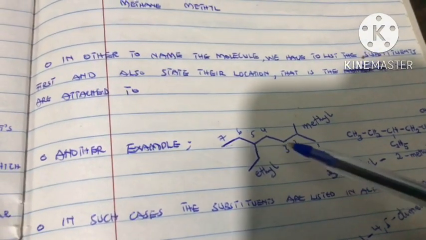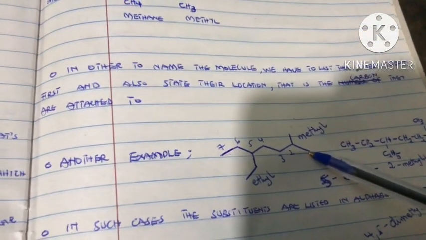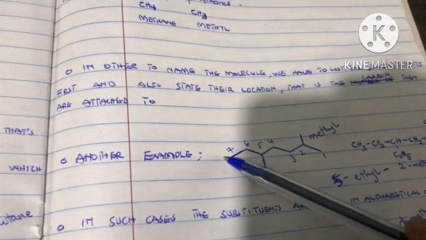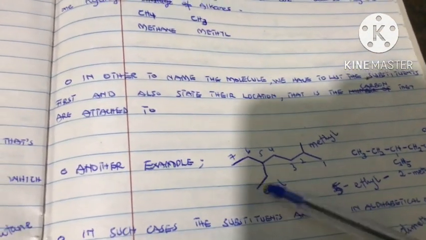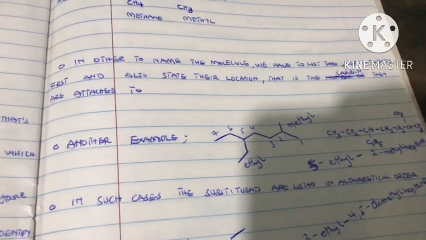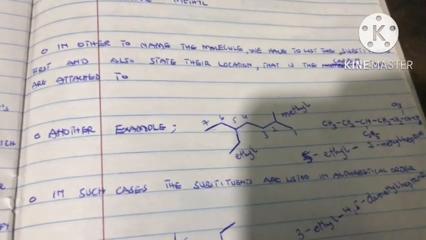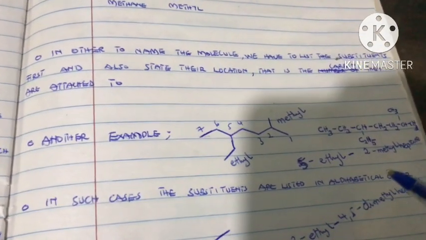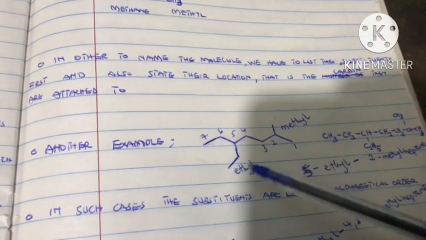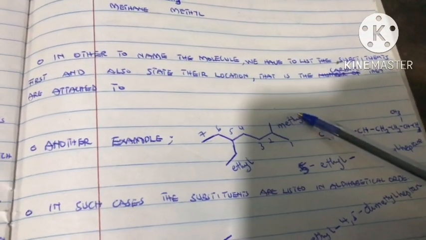So when you look at this, it's more appropriate for us to number it from right to left, because methyl occurs on number 2, but from left to right, the ethyl occurs on carbon number 5. But one thing you have to actually note is that in case where you have multiple substituents, you list them in alphabetical order. So when we are naming this, we will list the substituents in alphabetical order. So ethyl will come before methyl.